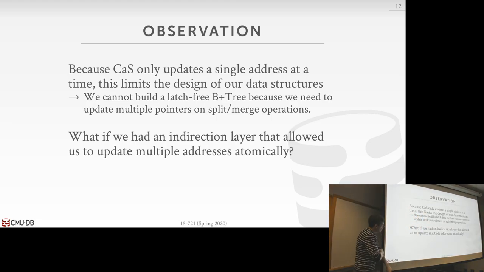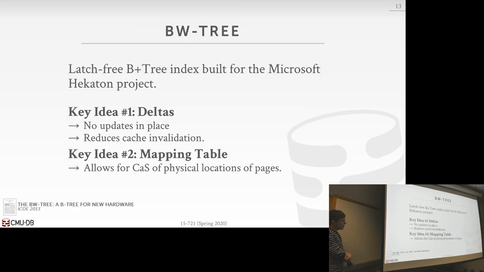It's just not possible. So to motivate the design of how we may want to build a latch-free B plus tree, the way to solve this multiple address problem is to have an indirection layer, or some centralized data structure, where we record these addresses, and multiple nodes in our data structure know how to do lookups in that mapping table. Then I just need to do a compare and swap in that mapping table, change one address, and that automatically propagates the change throughout the entire data structure. And then I can make it latch-free. So that's essentially what the BW tree is.